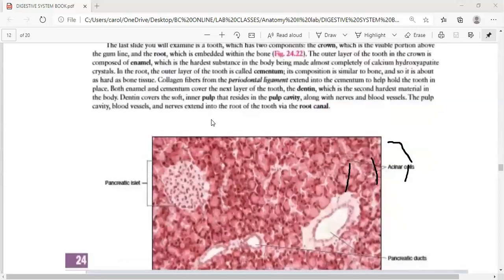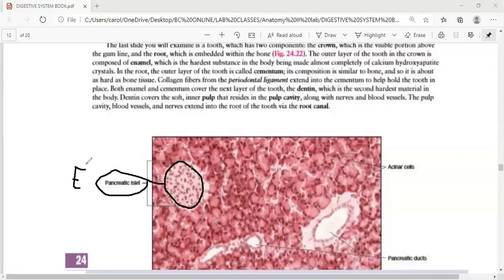After that, we're going to have right here, this is the pancreas. The pancreas is going to have 2 main functions. One of them is related to the endocrine system, and the other one is related to the digestive system. The one that is related to the endocrine system is this part right here, this kind of pink right here is going to be the pancreatic islet. Here's where we are going to produce insulin, glucagon, somatostatin, etc., etc.